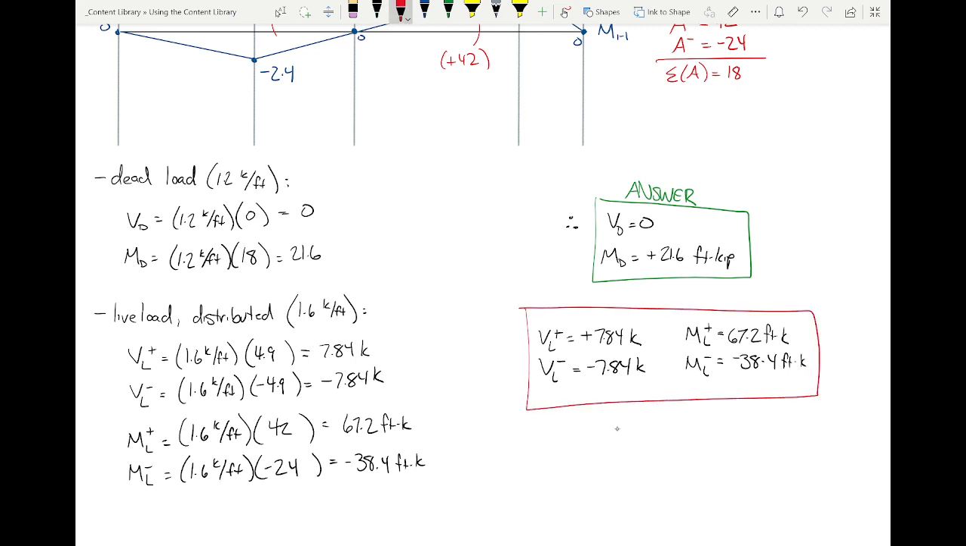So I'm going to say this is the range for the distributed load. But it's not the range for the concentrated load. Now, let's talk about that.